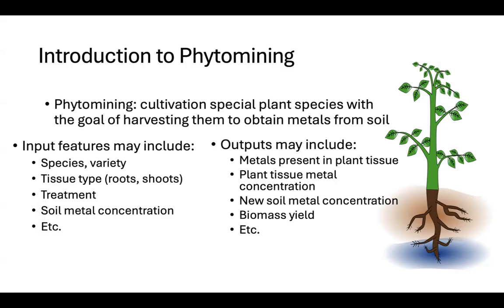So our experimental data today is phytomining data. Phytomining being the cultivation of special plant species with the goal of harvesting them to obtain metals from soil. Input features for phytomining may include the species and variety of a plant, the tissue type, like the roots versus the shoots, treatments, and soil metal concentration. Output data may include metals present in the plant tissue metal concentration, new soil metal concentration, and biomass yield.